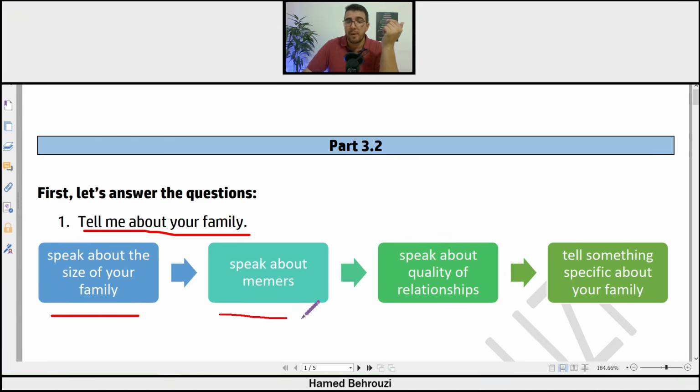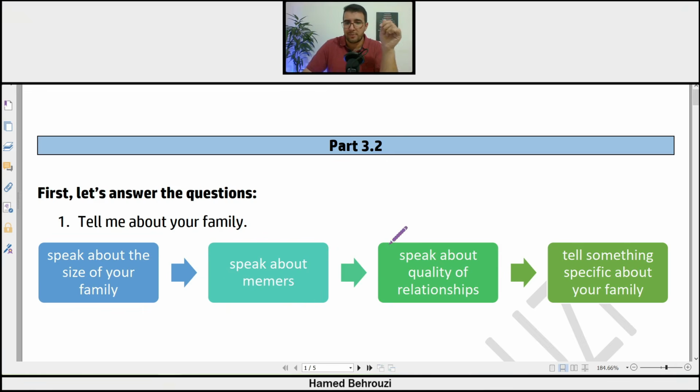Then speak about the members. Like, you said that I come from a very small family. It is just me, my father, my mother, and my younger sister. Speak about your younger sister a little bit. She has a striking resemblance to my mother. Just say something like that. Speak about one of the members, or if it's a bigger family, you can speak about two or three of the members and just add something about each of them.